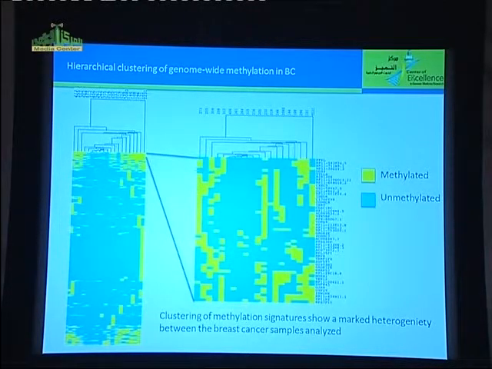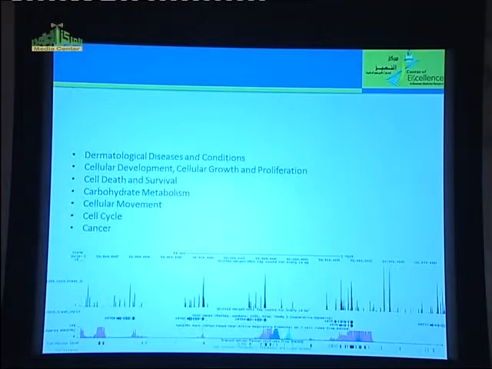And you can clearly see from this figure that the clustering of methylation signatures shows marked heterogeneity between the breast cancer samples analyzed. There aren't really good clusters originating from this kind of approach. But anyway, from the top clusters, you can find those genes, do pathway analysis, and you find that the top network of genes detected is genes affecting dermatological diseases and conditions. So that was quite interesting to see, but not expected in breast cancer.